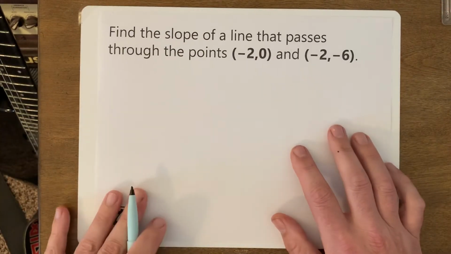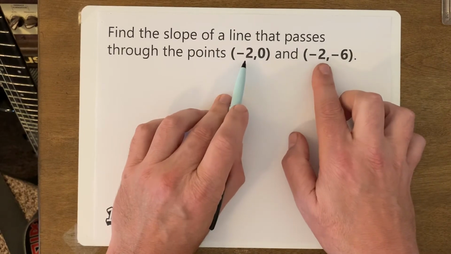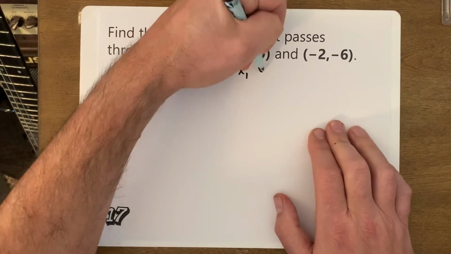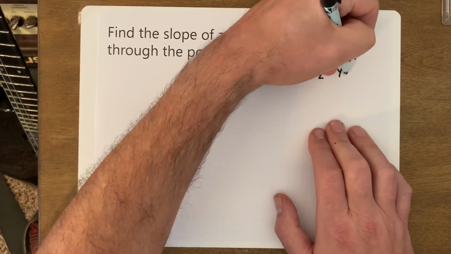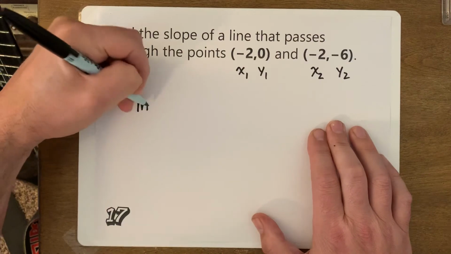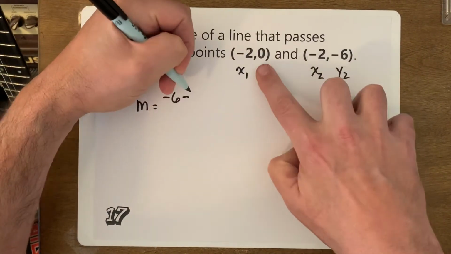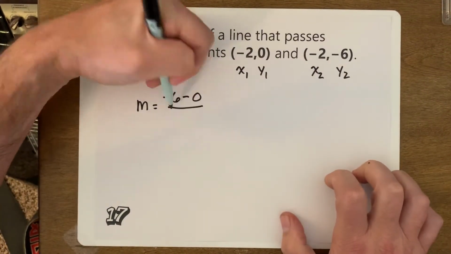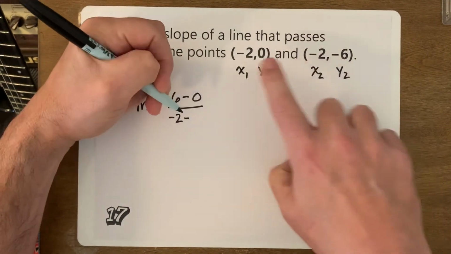All right, let's try this one. So I'm looking at this, and the first thing that catches my eye are these two numbers that are the same, in the same positions. So let's see how that's going to work out. X1, Y1, and X2, Y2. So my slope is going to be negative 6, take away 0. And people are thinking, oh, 0, that's a freebie. Yeah, just for a little while. Negative 2 minus another negative 2.